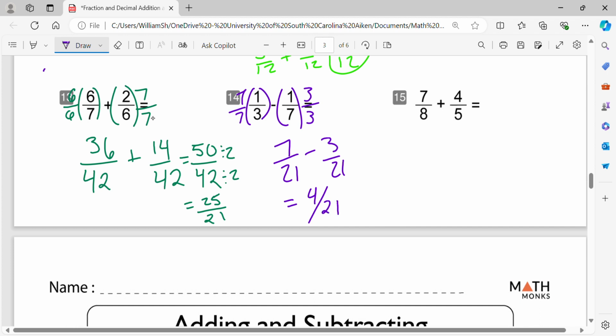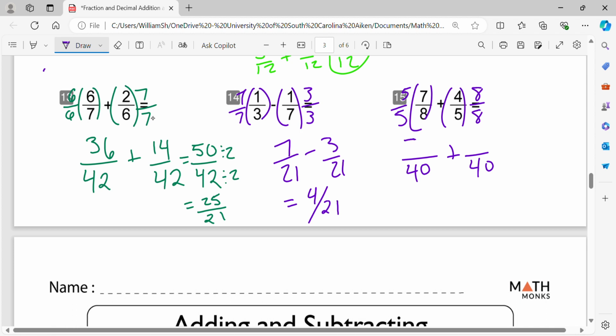Alright, last one. 7/8 plus 4/5. Okay. Now, common denominator here, I'm going to go with 40. Multiply this one by 5/5, and this one by 8/8. This always works, by the way. So you can always multiply the opposite fraction by the denominator of the other fraction, and you will find a common denominator that way. Like I said, the simplification might be a little more advanced and take a few extra steps, but it does always work.